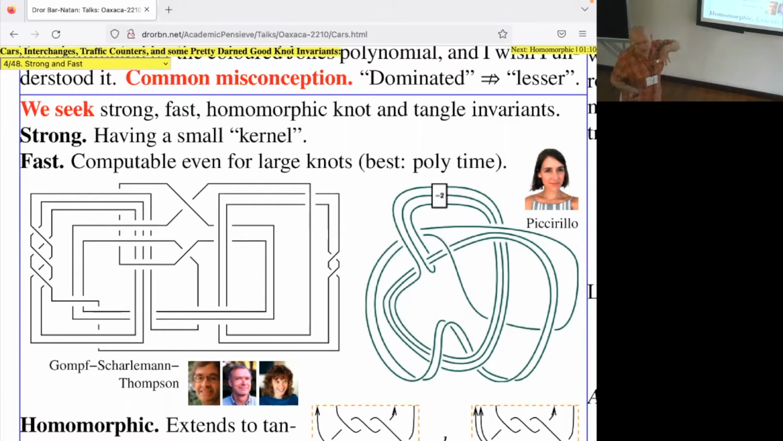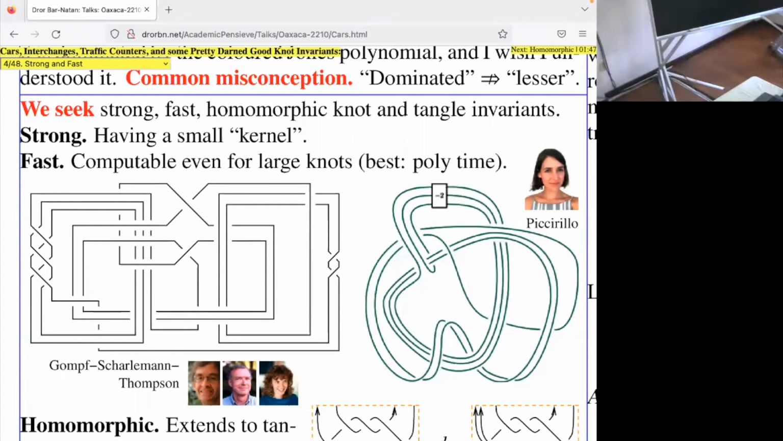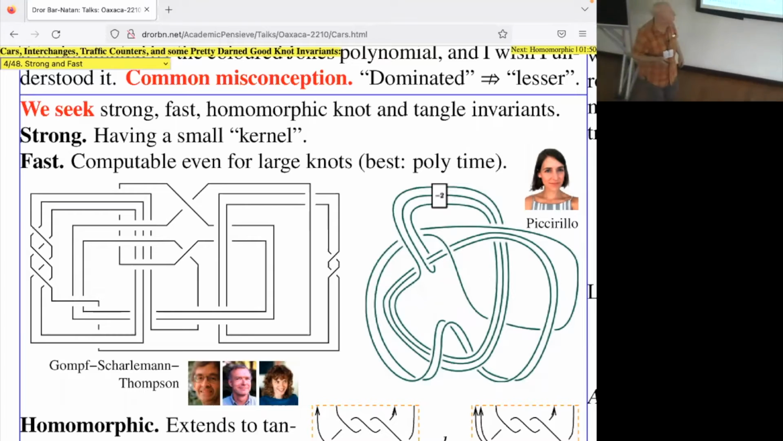So strong is kind of clear, which means having a small kernel, whatever, imprecisely, but you know what it means. Fast means computable also for very large knots. So this means that it's best if it's polynomial time computable, so that you could compute it on the 48 crossing Gompf-Scharlemann-Thompson knot, which is a potential counterexample to the ribbon equals slice conjecture, or on this knot that was considered by Lisa Piccirillo, which I think is 56 crossings, or perhaps on even bigger knots.